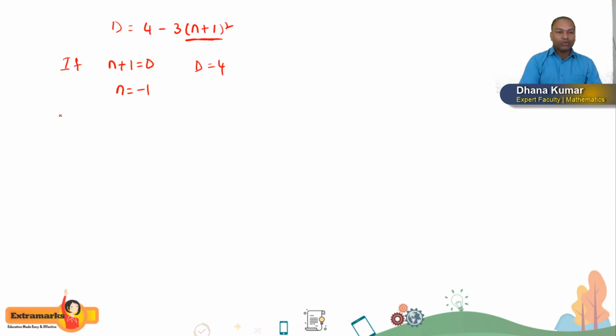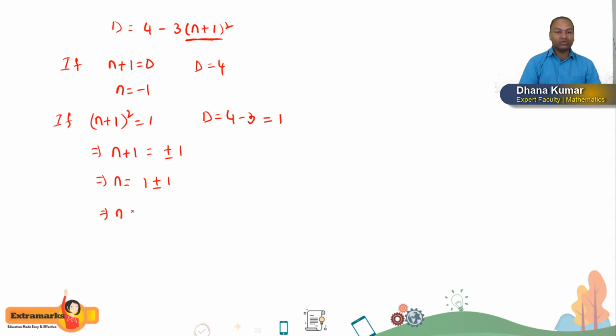Is there any other possibility? You identify it. Suppose if n plus 1 whole square is equal to 1 if you are taking, then what will happen? D is equal to 4 minus 3. But 4 minus 3 is what? 1. 1 also a perfect square. Fine. So simplification here, n plus 1 whole square is 1. Then n plus 1 will be plus or minus 1. Correct? So that implies n is equal to what? 1 plus or minus 1. Implies n is equal to, if you are taking plus sign, 1 plus 1, 2. If you are taking minus sign, 0.